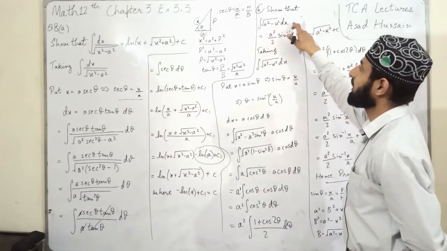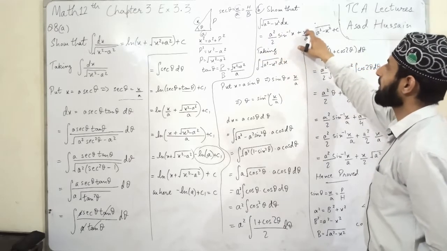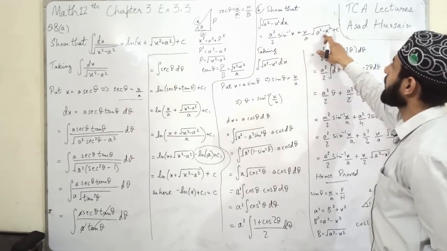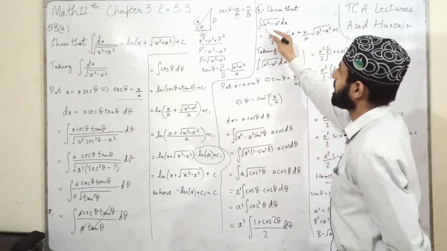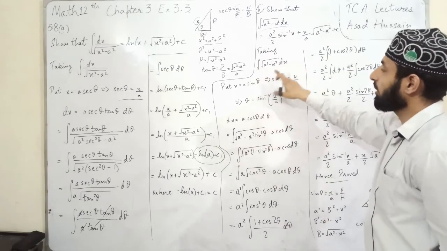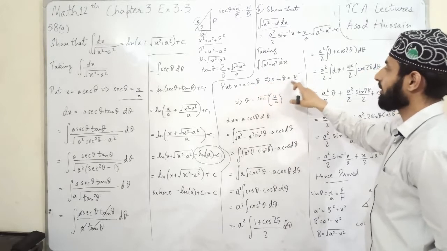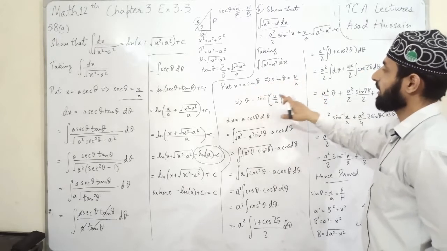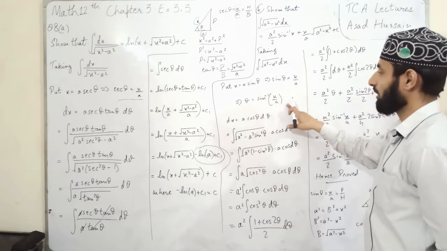Now moving on to part number 2, which is: show that integral √(a² − x²) dx is equal to a²/2 sin⁻¹(x/a) + (x/2a)√(a² − x²)... plus c. Taking this side, which is integral √(a² − x²) dx, putting x equal to a sin theta, which implies sin theta is equal to x over a. Taking now theta is equal to sin inverse x over a.